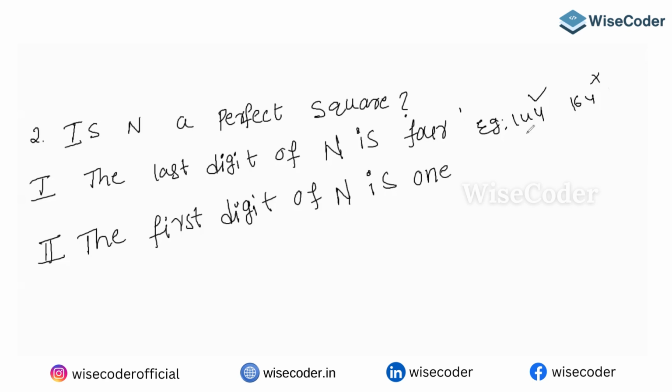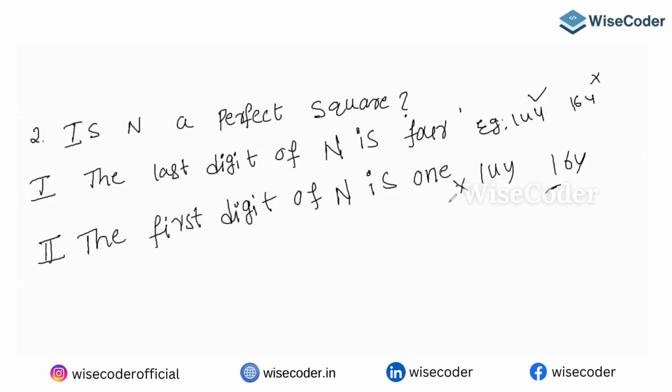If I talk about the same number 144, it starts with 1. 164 is also starting with 1. Look here, some numbers starting with 1 are not perfect squares. 144 is a perfect square, but 164 is not. So with 2 alone, can I answer it? No.